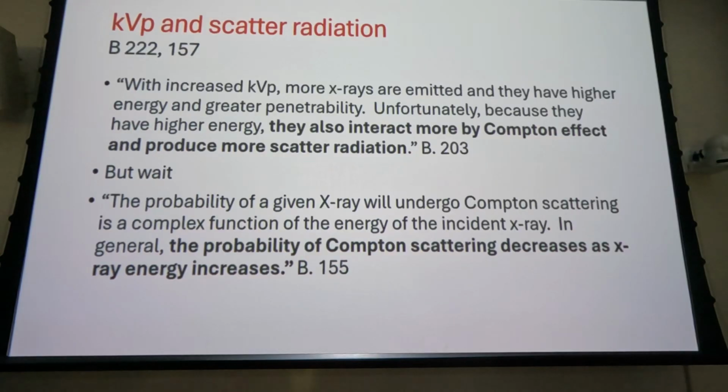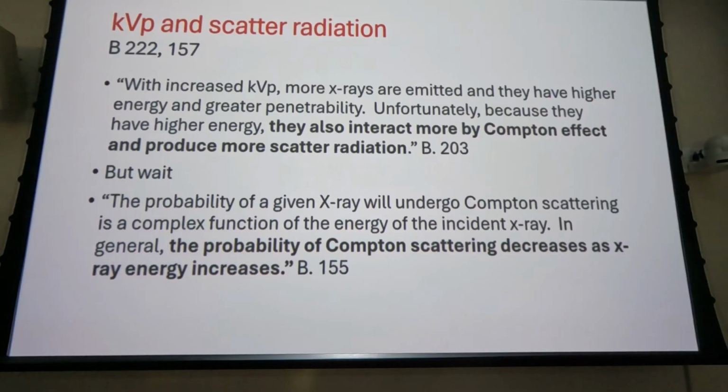radiation. Okay, so that sounds like a contradiction of what we just said, but then on page 155, it says the probability that a given X-ray will undergo Compton scattering is a complex function of the energy of the X-ray. In general, the probability of Compton scattering decreases as X-ray energy increases. But it decreases at a slower rate than what photoelectric does. Again, the Compton to PE ratio.